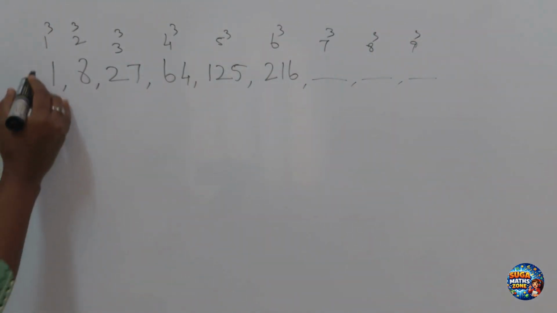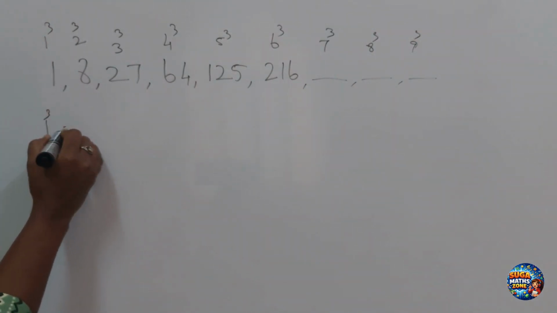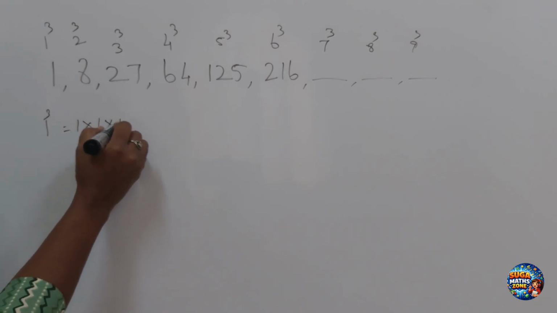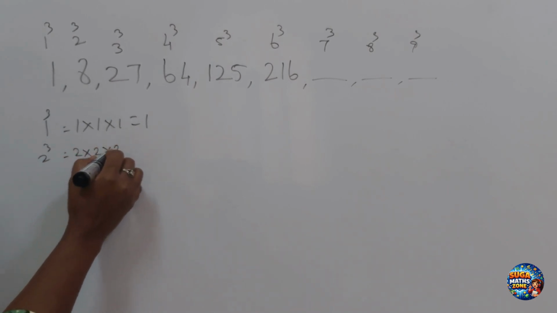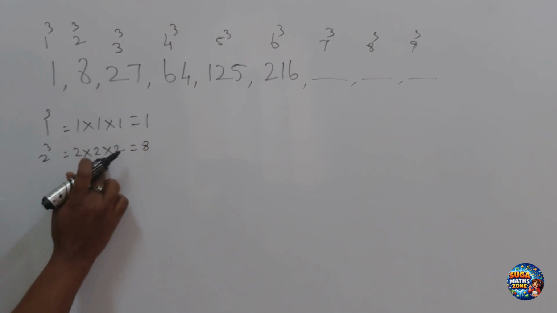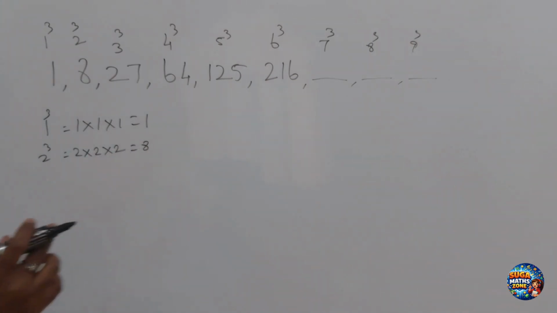So cube means the base is multiplied 3 times. 1 cube means 1 is multiplied 3 times. 2 cube is 2 into 2 into 2 equal to 8. 2 2s are 4, 4 2s are 8. You have to do the same like this.